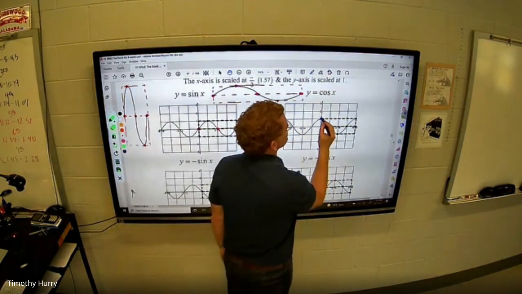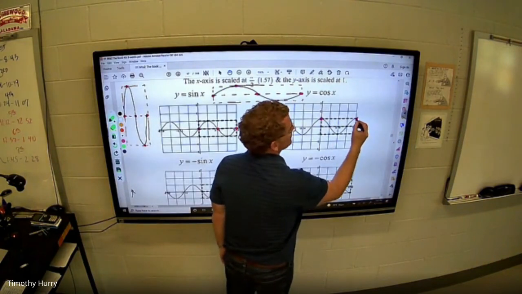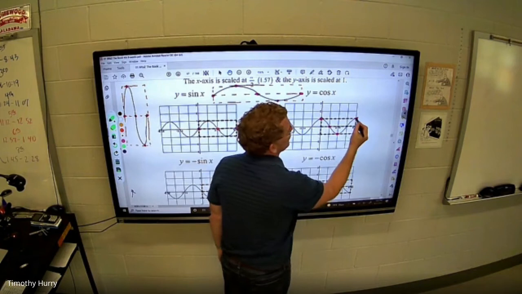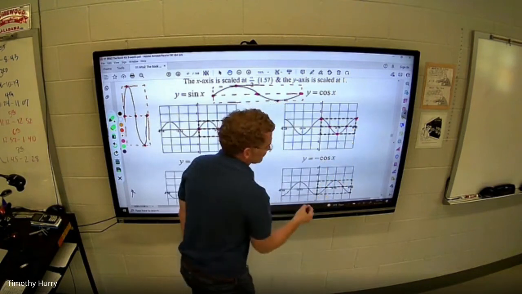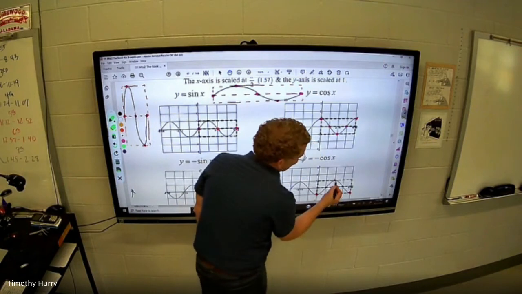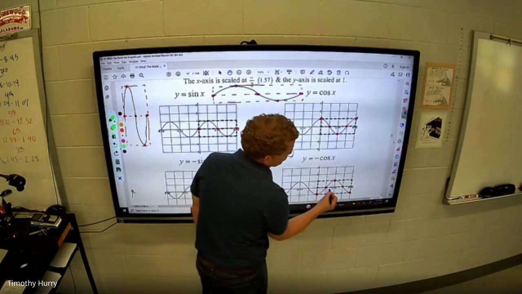Positive cosine starts high and finishes high, and it dips to the bottom and crosses in between the highs and the low. And then negative cosine starts low and ends low, comes up to the high in the middle, and crosses in between the highs and the lows.